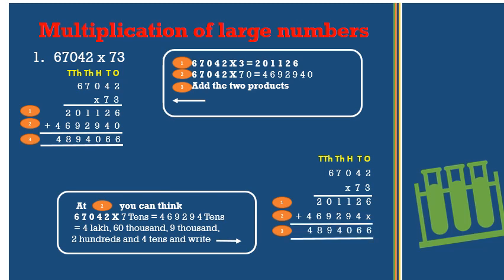And the answer will come 48,94,066. So children, these are the two ways in which you can do the multiplication of large numbers. But in the next multiplication, we will follow the second method.